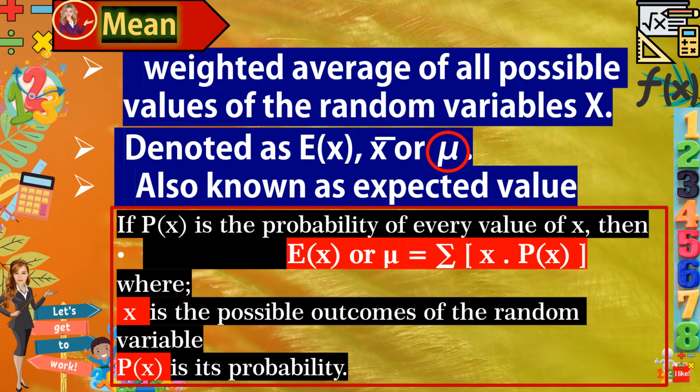We have what we call the formula for the mean. Mu or E of x or expected value is equal to the summation of x multiplied to your p of x, where x is the possible outcomes of the random variable, then p of x is your probability for every value of x.